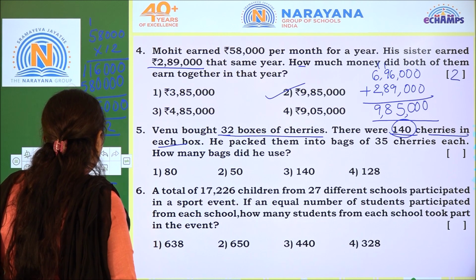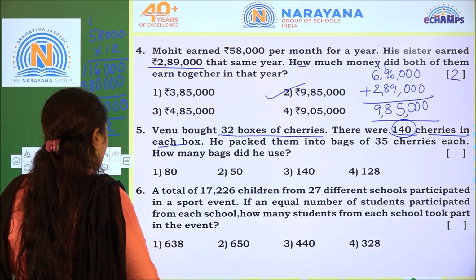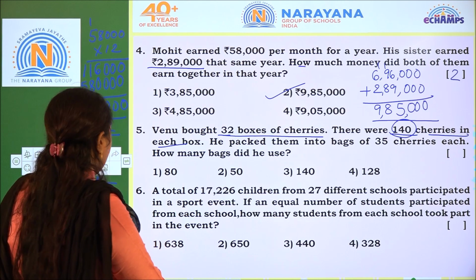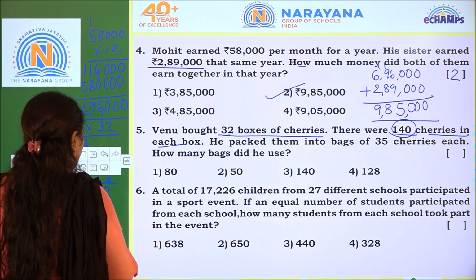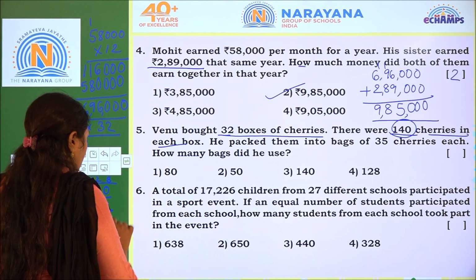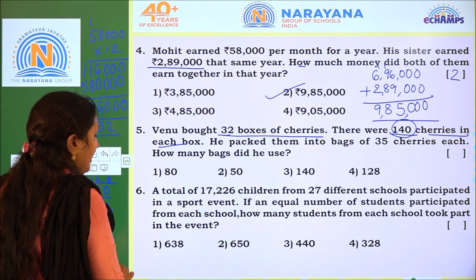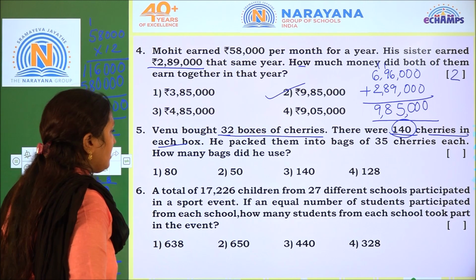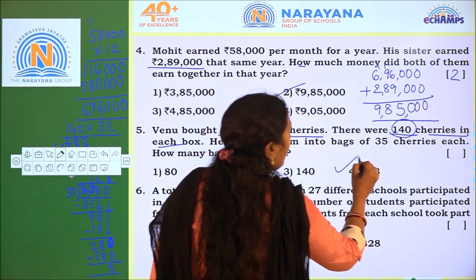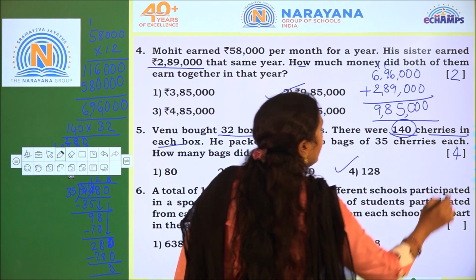So can we divide, children? 35 into 280. Can we take approximately 8 times? 8 5s are 40. 8 3s are 24 plus 4 is 28. So how many bags are there? 128 bags. Option 4 is correct.